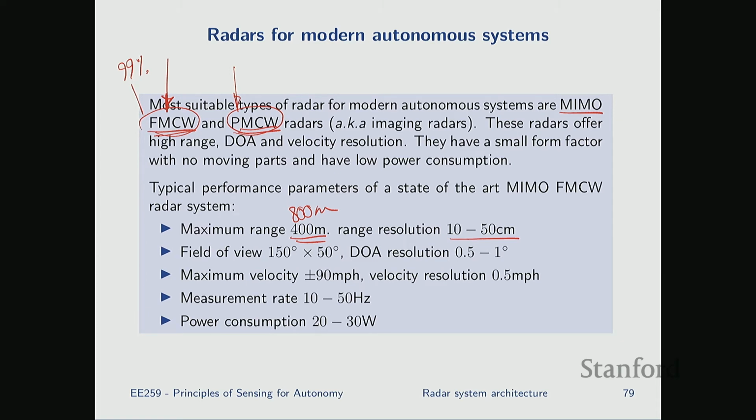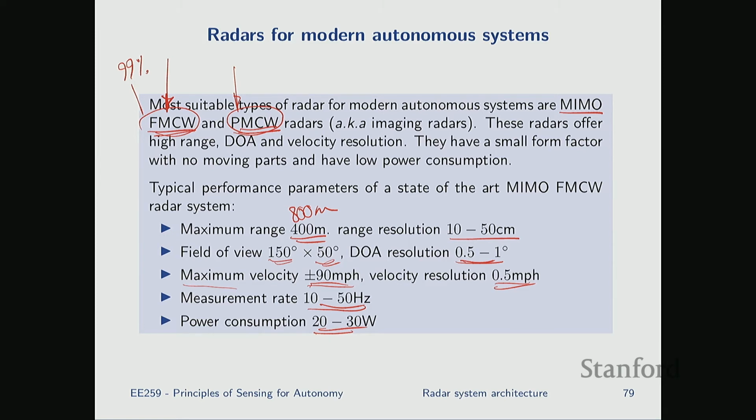Fields of view can be pretty wide, like horizontally 150 degrees, vertically 50 degrees, with angular resolution of sub 1 degree being achievable these days with good DSP. And then they can sense very high velocities, up to like plus or minus 90 miles per hour, with a velocity resolution of half a mile per hour, measurement rates of a few tens of hertz, and pretty low power consumption, like a few tens of watts.